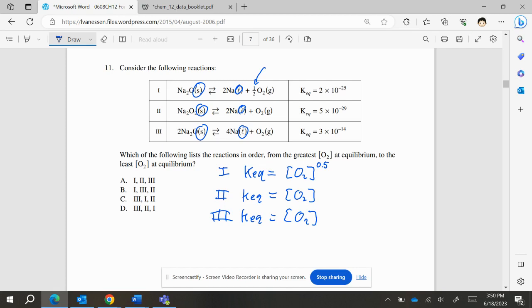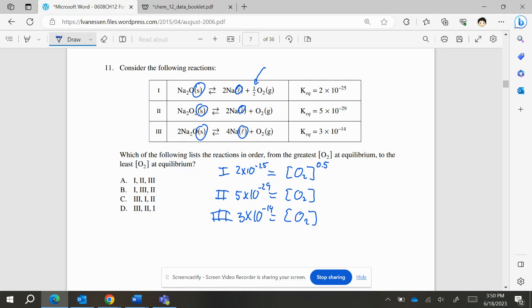So in other words, since they actually give us the KEQ, these are going to be 2 times 10 to the minus 25, 5 times 10 to the minus 29, 3 times 10 to the minus 14. And so what is the concentration of O2? Well, this first one is the only one you actually have to do any math on.